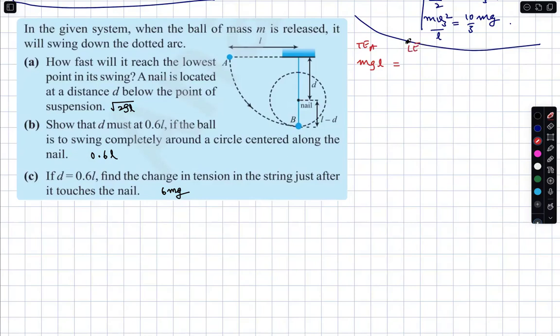What is the total energy at B just before it hits the nail? Half mVB square. So VB is root 2GL. Till this point, there is no question. It's an easy question actually. The moment the bob strikes the nail, this is the only part that will be considered as vertical circular motion.